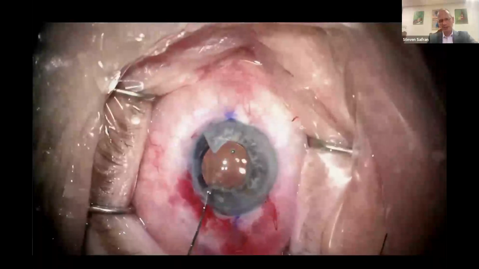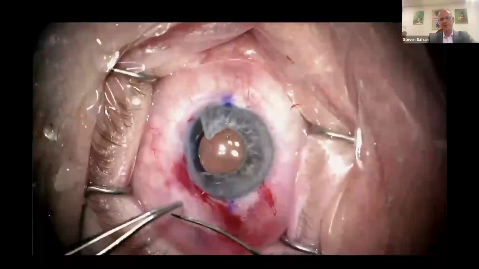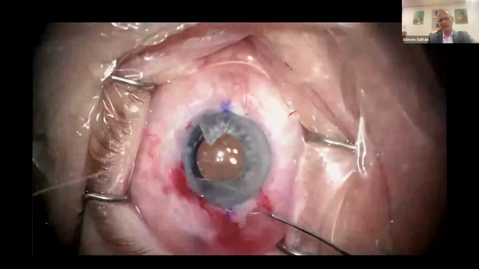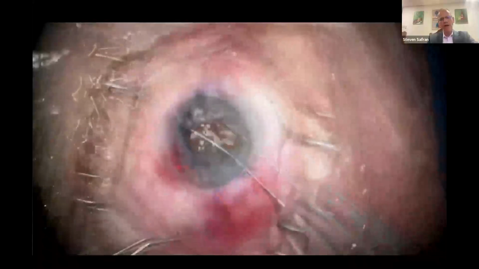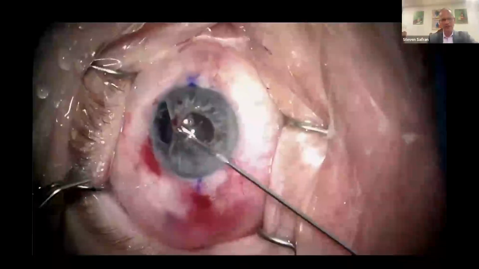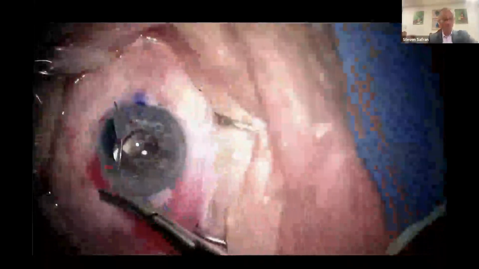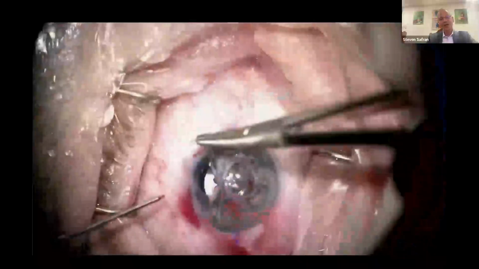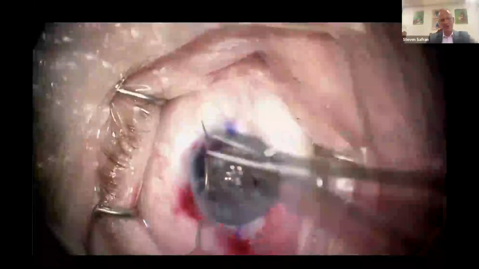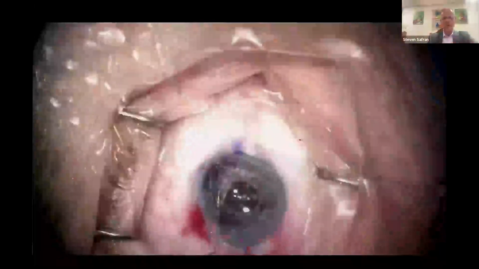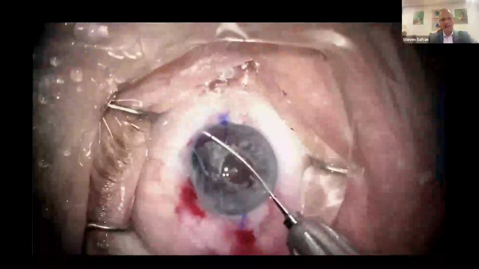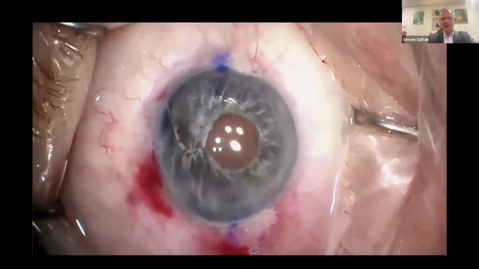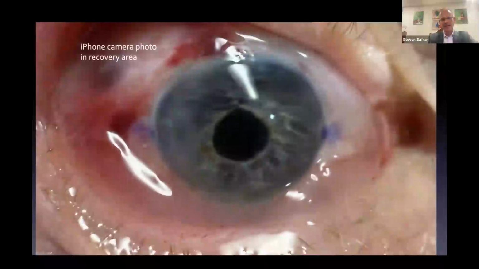So I'm going to suture these two flaps together, and this will recreate the pupil centered over the IOL in the center of the lens, which is where I want to put the pupil. So once I've closed that, I can now close this defect by bringing one flap over the other flap. It's sort of like a plasty of skin where you move skin over, and you can see that the pupil is nicely centered. This is an iPhone camera photo in the recovery area.